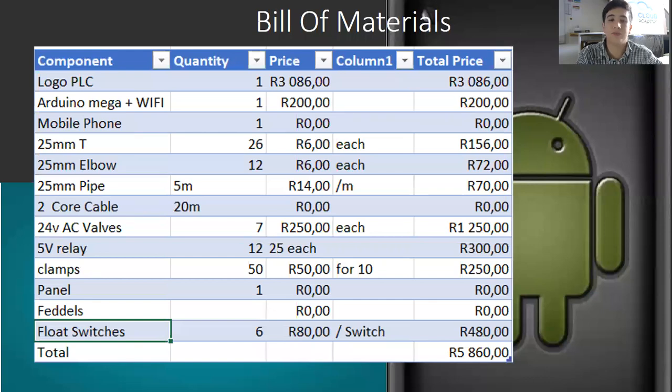This is just a bill of materials of some of the stuff I used. Most of the stuff I repurposed, like the 1,000-liter tanks, wire, mechanical valves, pipework and keys. But I did buy new AC solenoid valves and 5-volt relays. The PLC was provided, and I got an Arduino Mega. So I mostly reused material for this project.